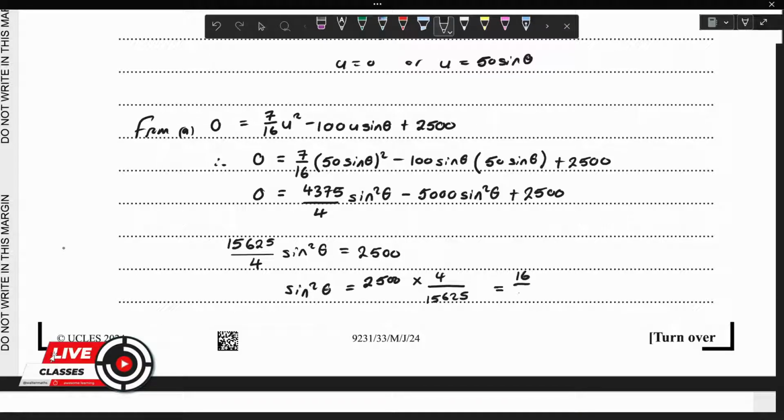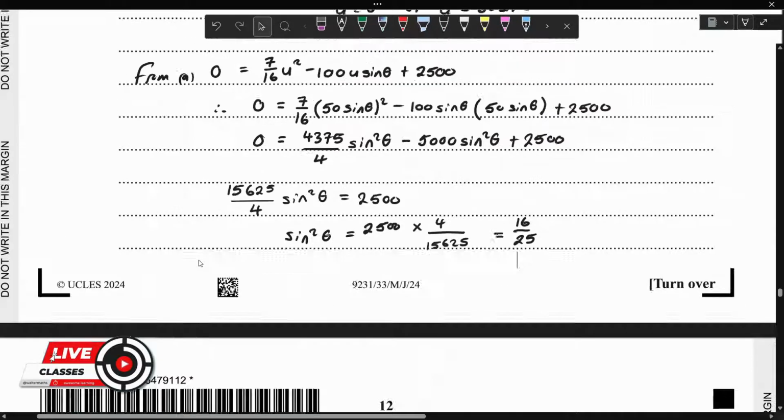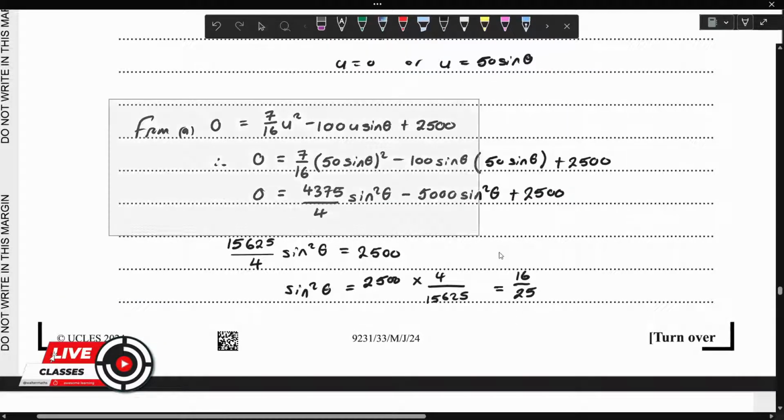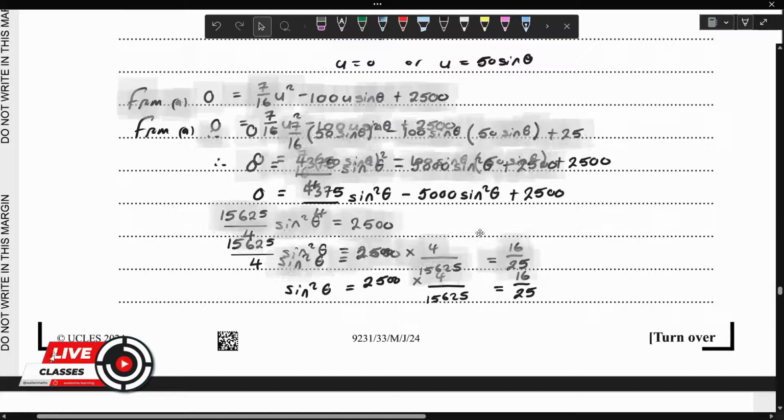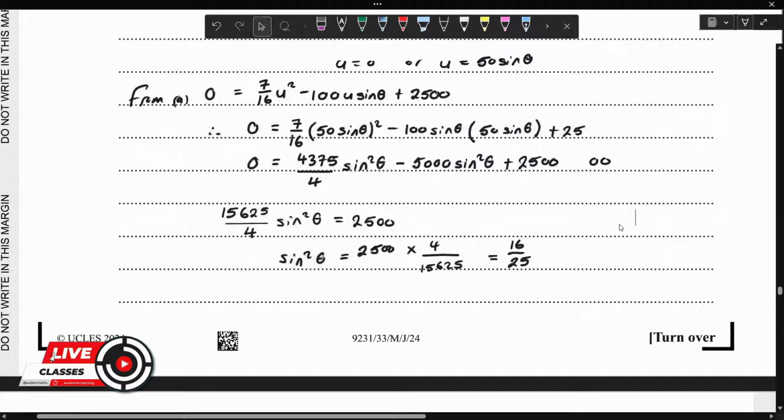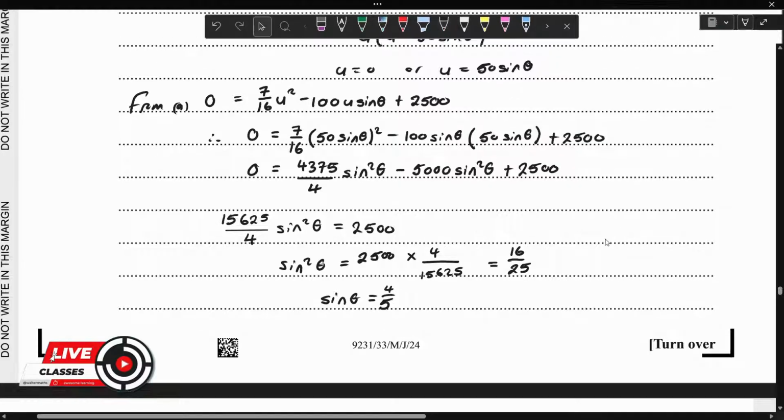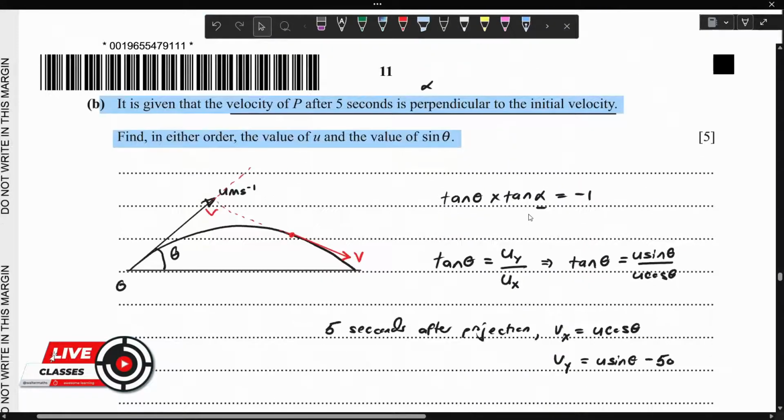Really? Yeah. Interesting. Do we still have space? We don't have space. Let me just move this up a little. Okay, so we're getting 2,500. So basically, it means that sine theta should be 4 over 5. Okay, so sine theta is 4 over 5.